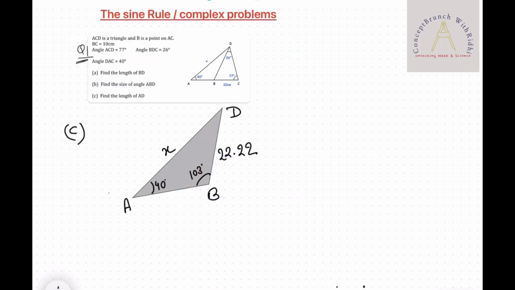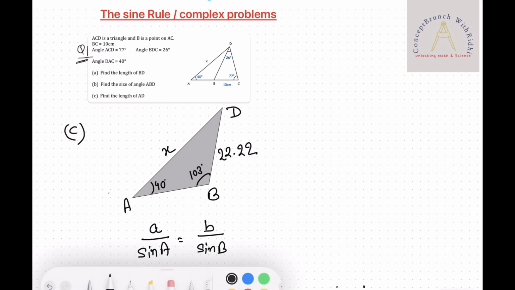In part C, we have to find the length of AD, which is given as x, we have to find it. Again, apply the sine rule. So apply the sine rule here. Again, a over sine A is equal to b over sine B. Let's find out which can be a and which can be b.